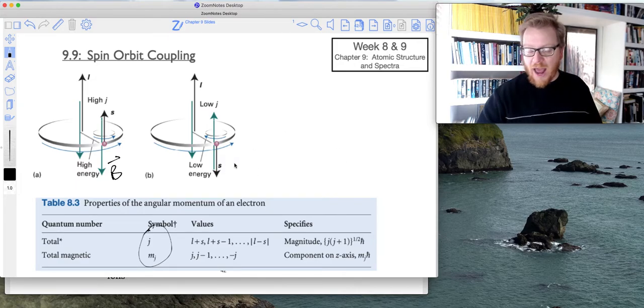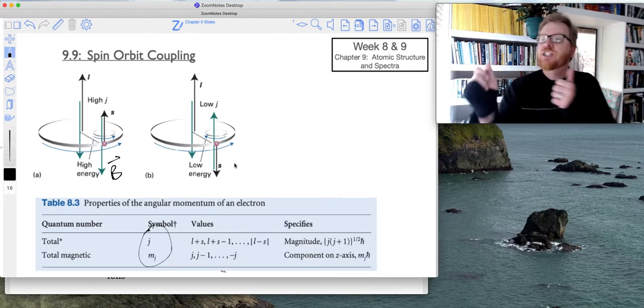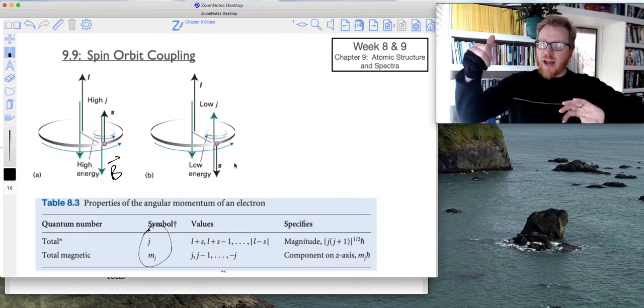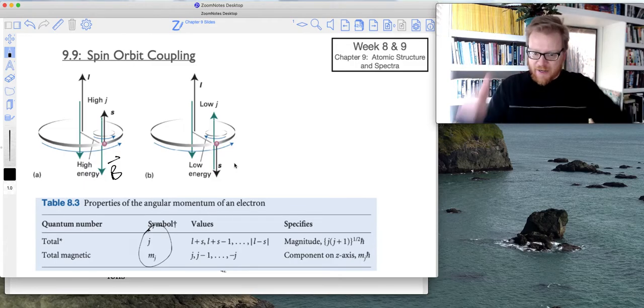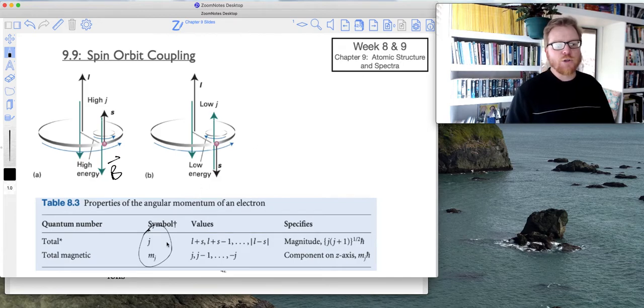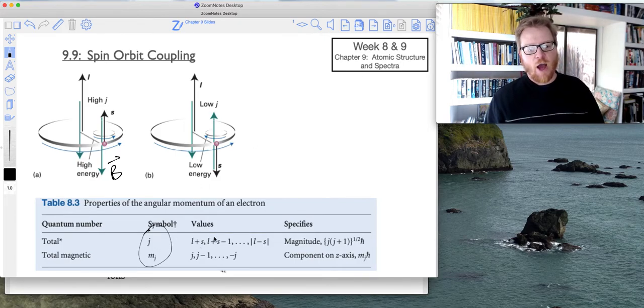Then we have the low J, which is given when the electron is spinning in the opposite direction as it's rotating. And so now you end up creating competing magnetic fields as well as competing angular momentum. J is given by L plus S, minus 1, all the way down to L minus S. And mj takes on all values from j, down to j minus 1, all the way to negative j. And just like we did with L and S, there's a total magnitude from the total spin J, and there's also the component on the z-axis given by mj h bar.